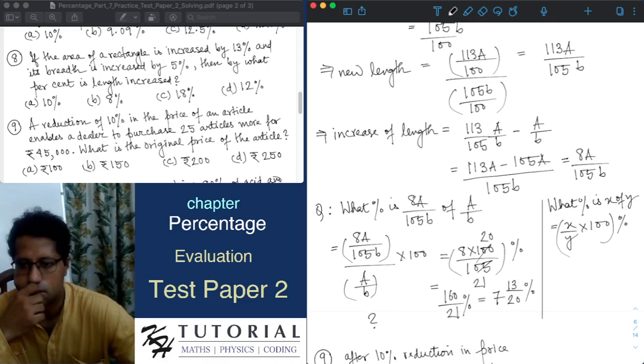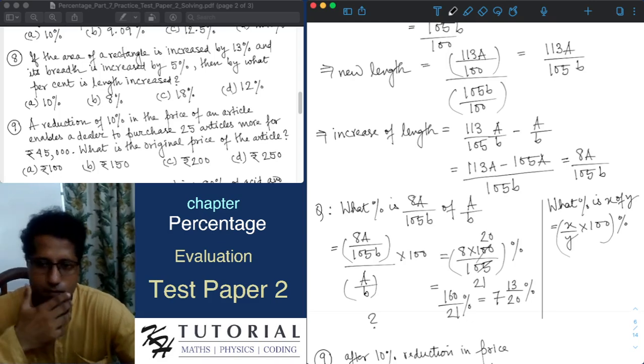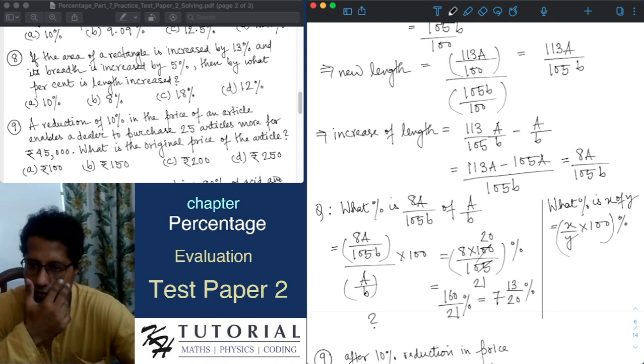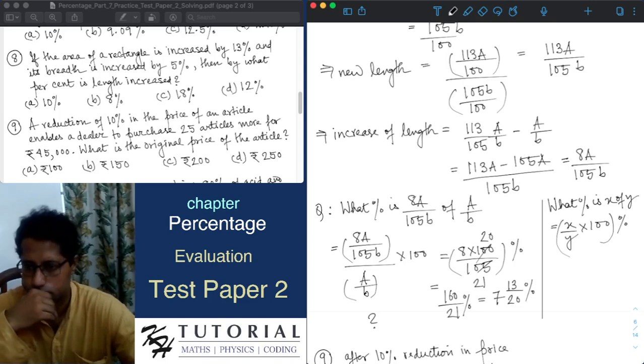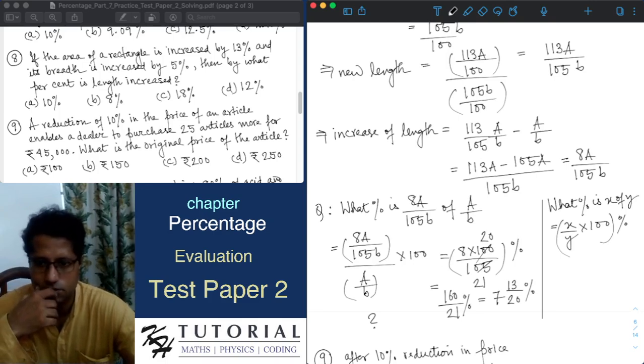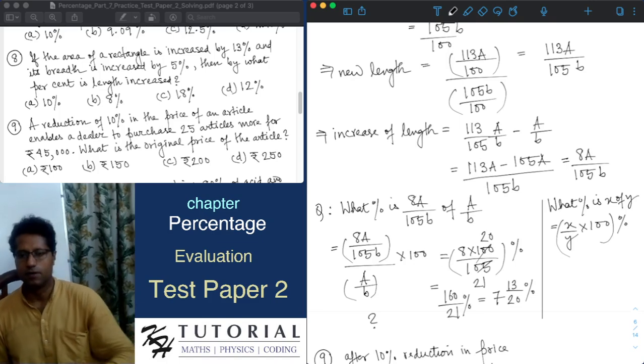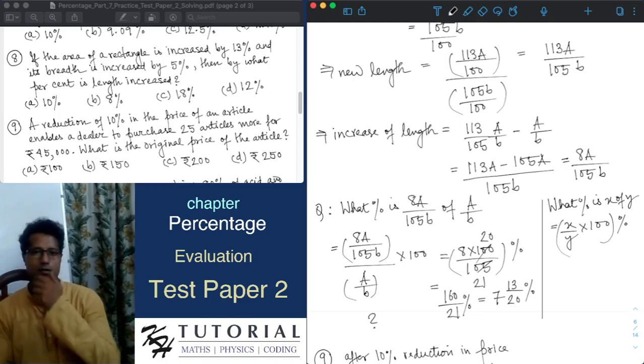This should be 8 into 100 by 105. This is equal to, if we divide by 5, this is 21, this is 20. So this is 160 by 21 percentage. 160 is not perfectly divisible by 21. I might have copied some percentage values incorrectly, but it seems that my calculation is correct.